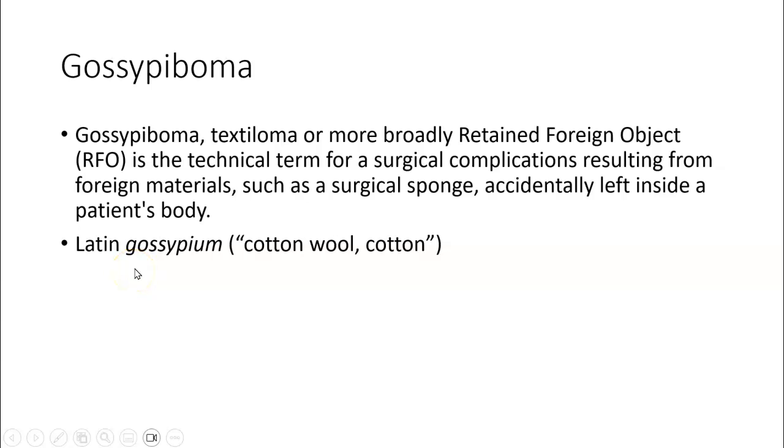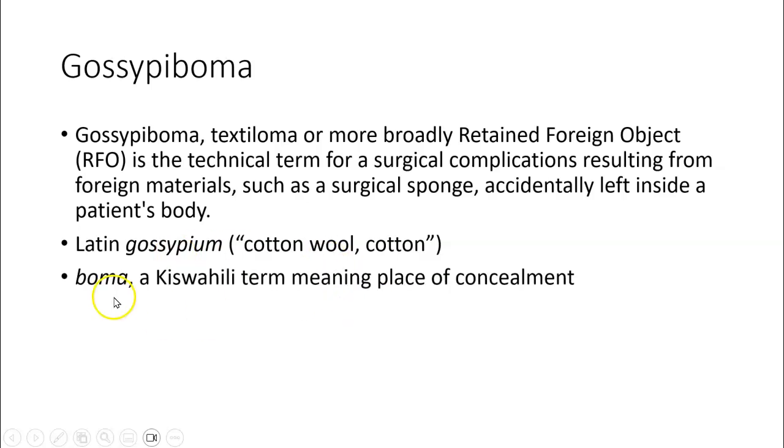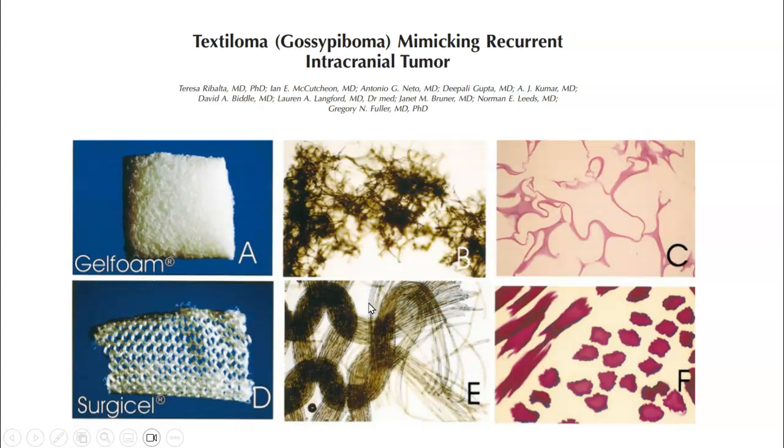If you're wondering why the name is so interesting, it's because the Latin word gossypium means cotton wool or cotton, and boma actually means a place of concealment. So clinically, if the patient had had a tumor and then there is a mass at the site of the previous surgical excision, of course, the differentials would be, is this a recurrence? And sometimes this is actually due to things that have been left behind.